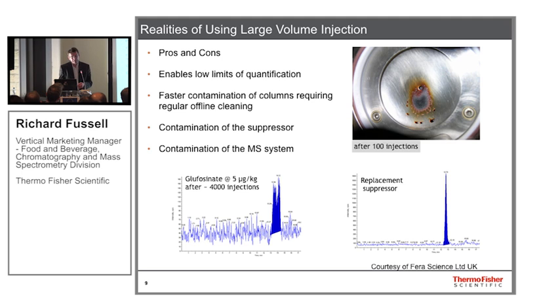So the columns proved to be very robust. In this system, which I'll explain later, we have a suppressor, and we used to contaminate the suppressor as well. And when that happened, glufosinate was an indicator compound, so you would lose the peak shape for glufosinate. This is an example of glufosinate at 5 ppb and the peak shape after 4,000 injections. And then when we replaced the suppressor, on the right-hand side, you can see that we got the peak shape back. And in terms of the mass spec, you can see the contamination after the 100 injections. So we managed to do it, but it took a lot of maintenance.